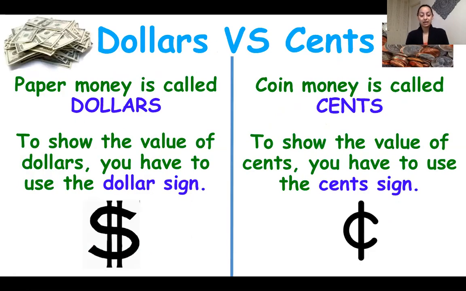Dollars versus cents. So paper money is called dollars. And to show the value of dollars, you have to use the dollar sign, which is an S with 2 lines inside. If you look up at the left corner, you can see an example of what dollars or bills look like. Cents is coin money. Coin money is called cents. And if you look up here, you could see what cents look like. To show the value of cents, you have to use the cent sign, which is a C with a line going down it.